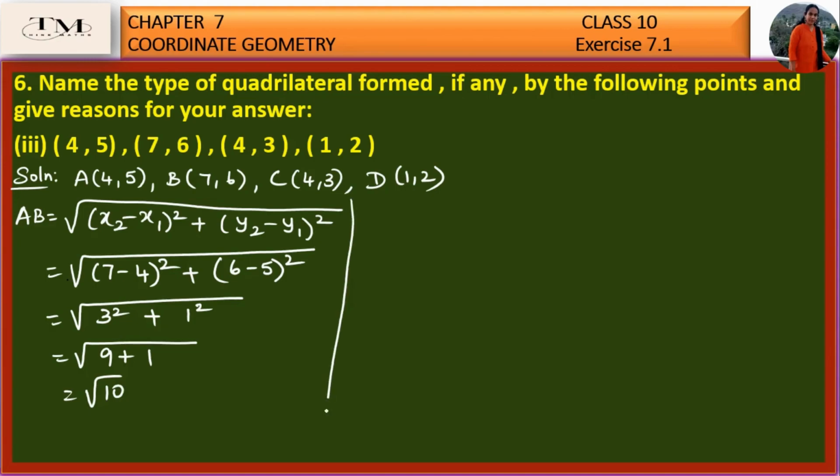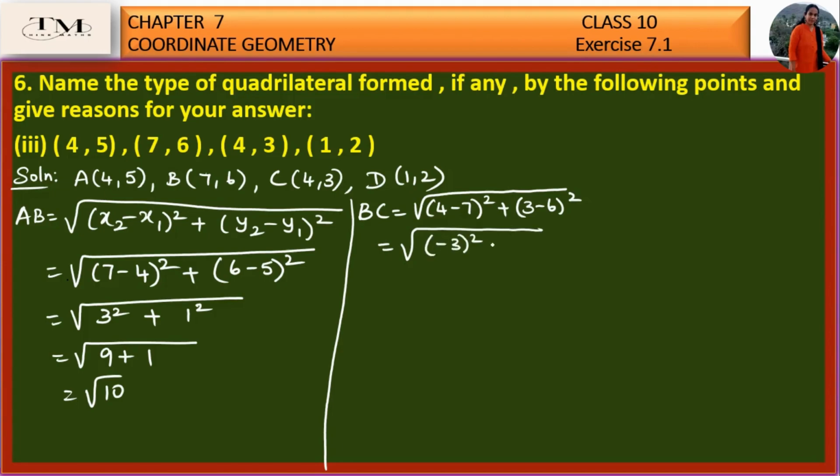So next we have to find BC. BC is equal to square root of 4 minus 7 whole square plus 3 minus 6 whole square. 4 minus 7 is minus 3 whole square, and 3 minus 6 is also minus 3 whole square. So minus 3 whole square is 9, and minus 3 whole square is also 9. So 9 plus 9 is root 18. Keep this as such.